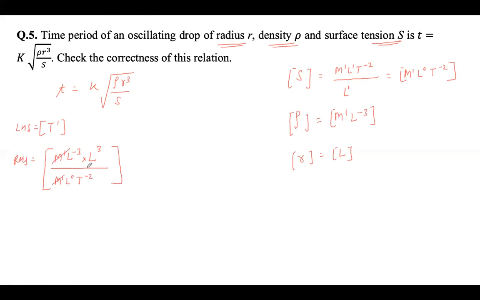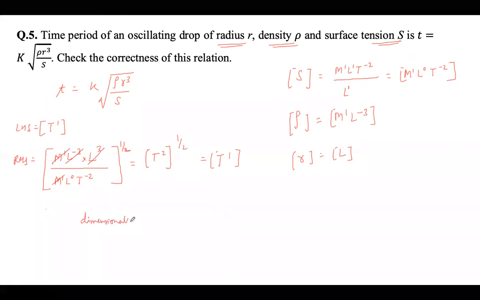M1 M1 gets cancelled, L to the power minus 3 and plus 3 cancel to give 1, and T to the power minus 2 goes up and becomes T square, raised to the power 1 by 2, since it was a square root here. So T raised to the power 1. Since the dimension of LHS is equal to the dimension of RHS, this is a dimensionally correct equation.